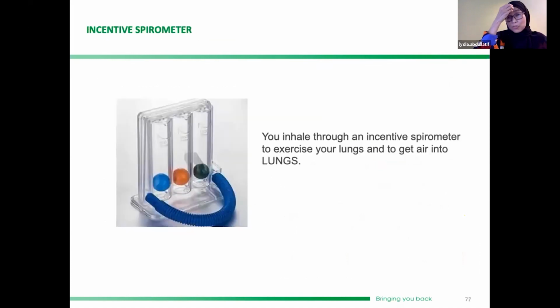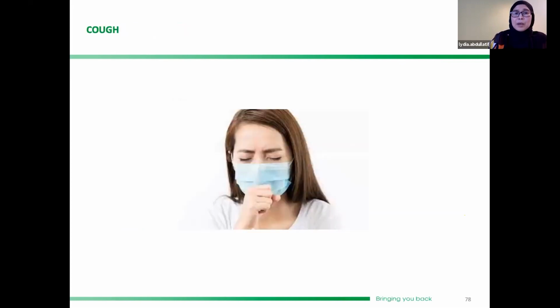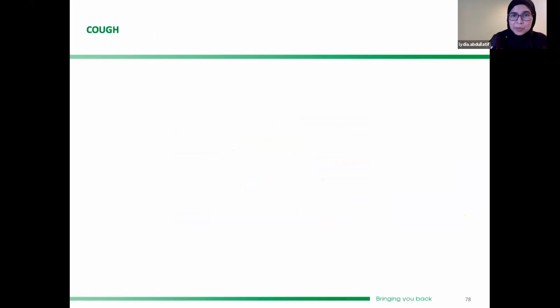I'm sure all of you are familiar with our incentive spirometry, which you need to give them. This is part of the training of respiratory muscle, where you inhale through and see all the balls rising. This is quite good feedback for the patient to work on their inspiratory muscle. Coughing is very important, because it is part of mobilizing the secretion.